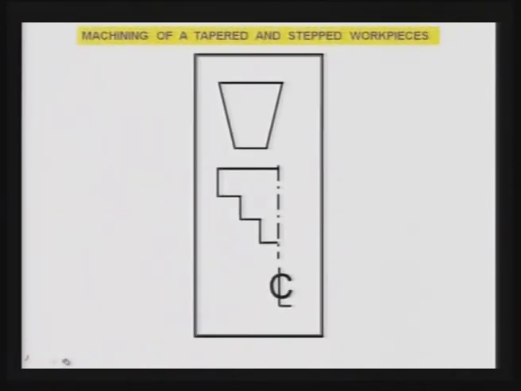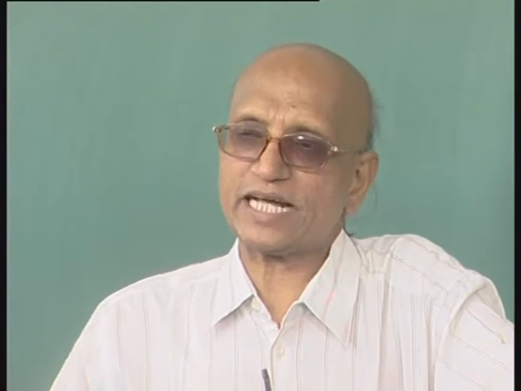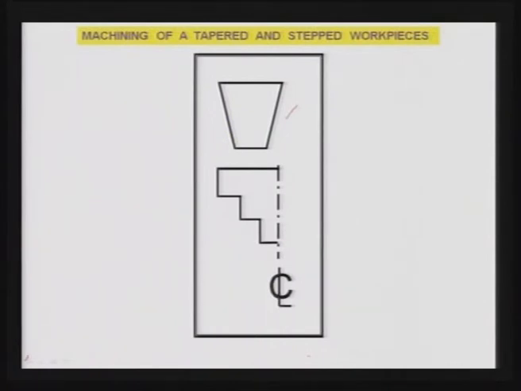Now this is very important, machining of a tapered and stepped workpiece. How will you machine a tapered workpiece? I mentioned in the beginning of today's talk, on chemical machining, that machining is a function of time. More time, more material is removed. If you give less time for material removal, less material will be removed. So if you can vary the time along the length of the workpiece, then you can make the tapered workpiece. I will explain it.